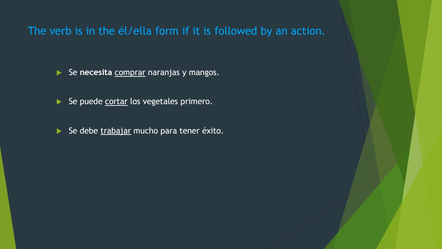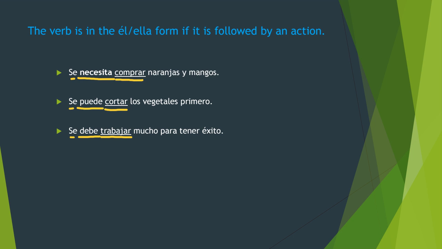And then the last rule here, the verb is in the ella form if it is followed by an action. So this is just like the verb gustar. If the noun that comes after the verb is singular, then you're going to use the ella form. And if there is an action that comes after the reflexive verb, then you're also going to use the ella form. So in these sentences, you've got comprar, which is to buy, cortar, which is to cut, and trabajar, which is to work. And so since there's an action that's coming after the reflexive verb, necesita is going to be conjugated in the ella form, puede is ella form, and debe is the ella form, and then we just put that reflexive se in the front of each one.